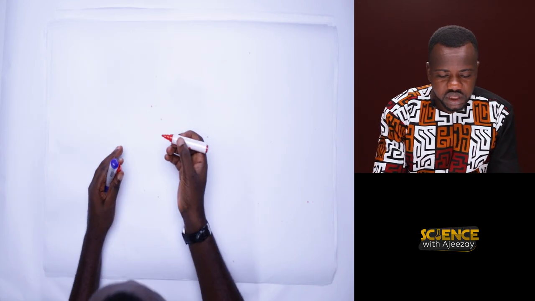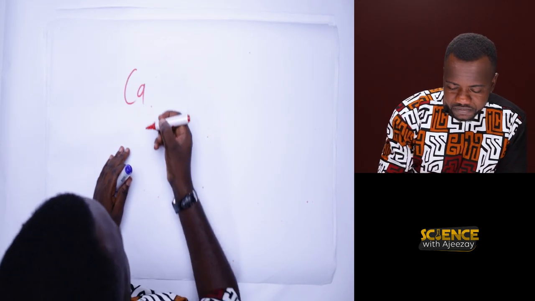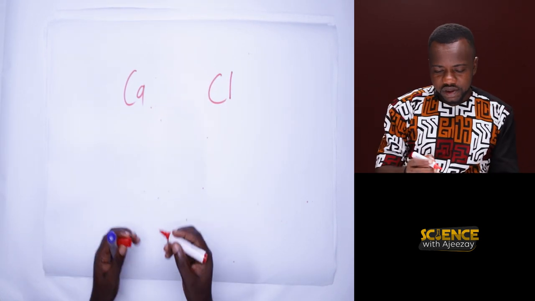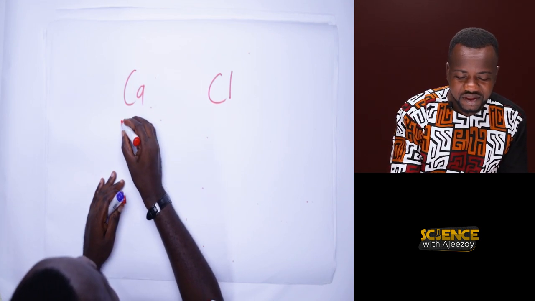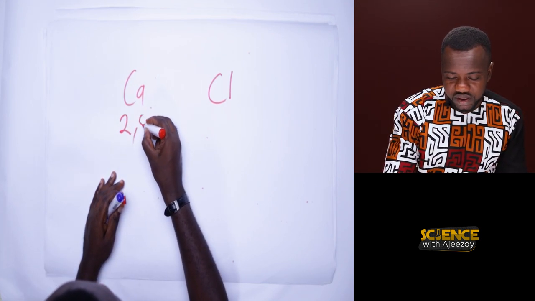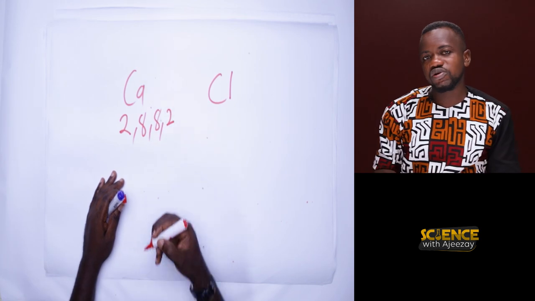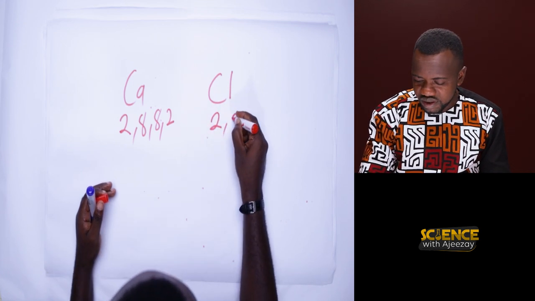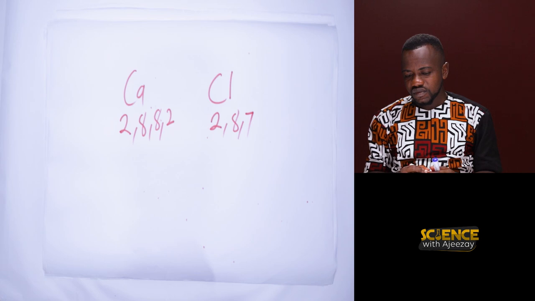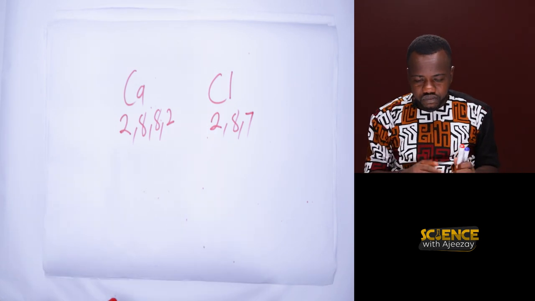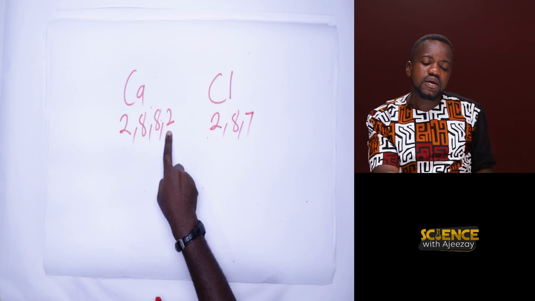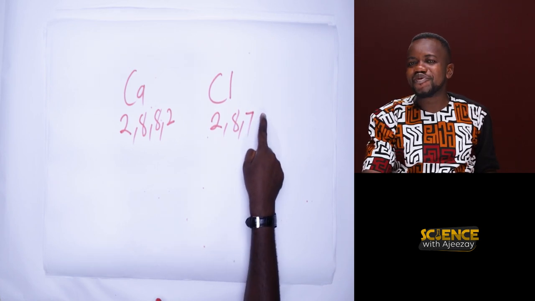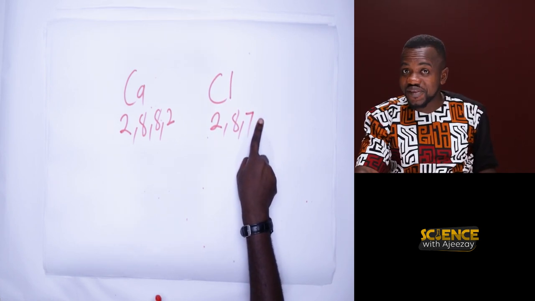Let's take something like, still on formation of ions, calcium and chlorine. Now the atomic number of calcium is 20, so the configuration is 2-8-8-2. According to the octet rule, chlorine is 2-8-7. Now let's look at what happens. This 2 is making calcium unstable, and this one is also looking for 1 to be stable, right?